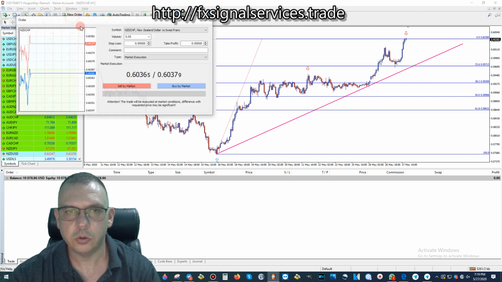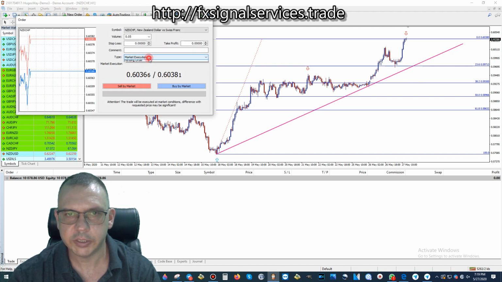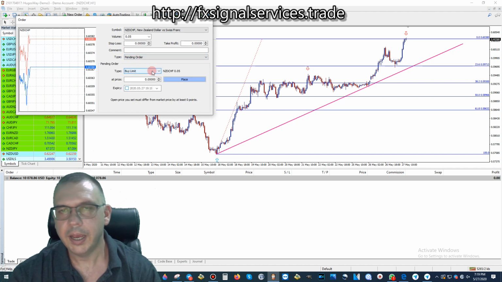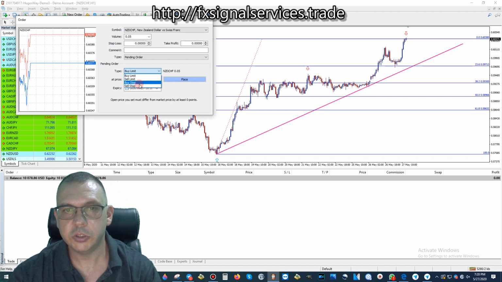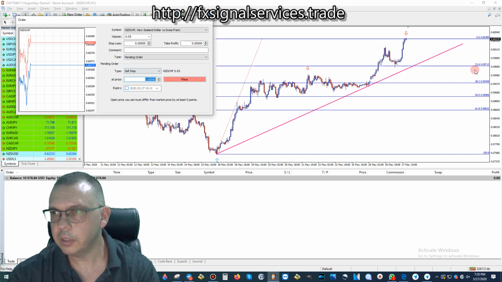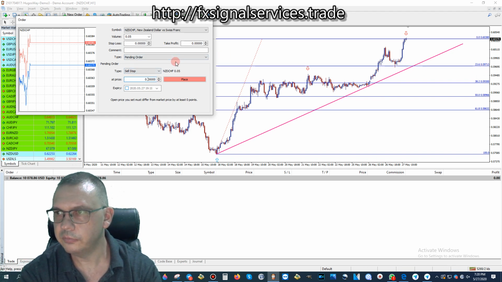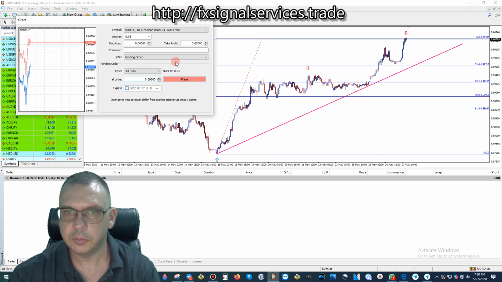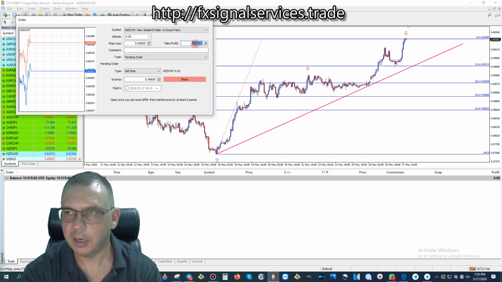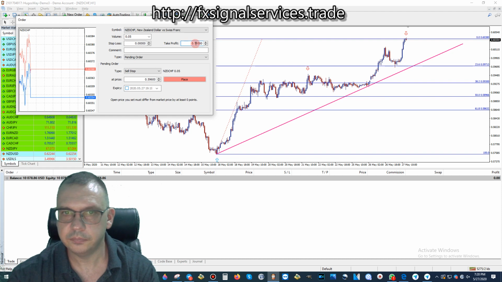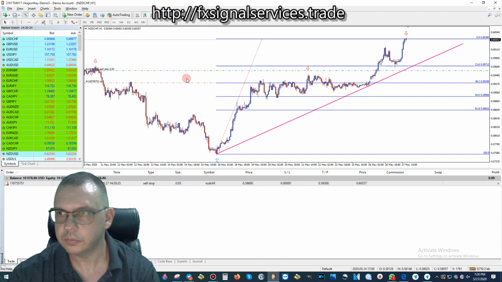If you go here to a new order, change this from market execution to pending order right here. For type of order, you just want to choose sell stop. And at price, you can pick a price a little ways below, which is 0.59. I'm going to say 600, make it even. And take profit, I'll put at 0.59300, and we'll see how that looks.